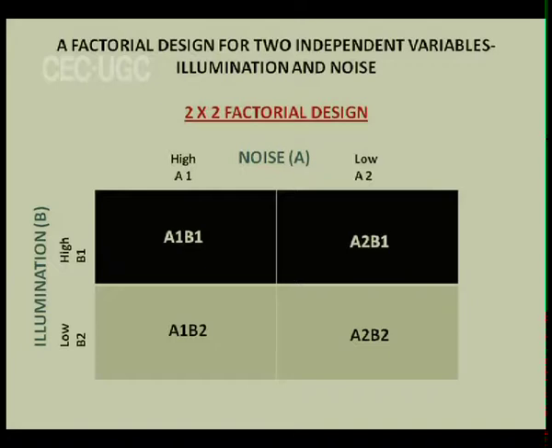Now this kind of design, where there are two independent variables and each variable is manipulated in two ways, is called a 2 into 2 factorial design, and hence there are four conditions. Now there may be several factorial designs. We can use a 3 into 2 factorial design, a 3 into 3 factorial design, a 3 into 3 into 3, or a 2 into 2 into 2 factorial design.